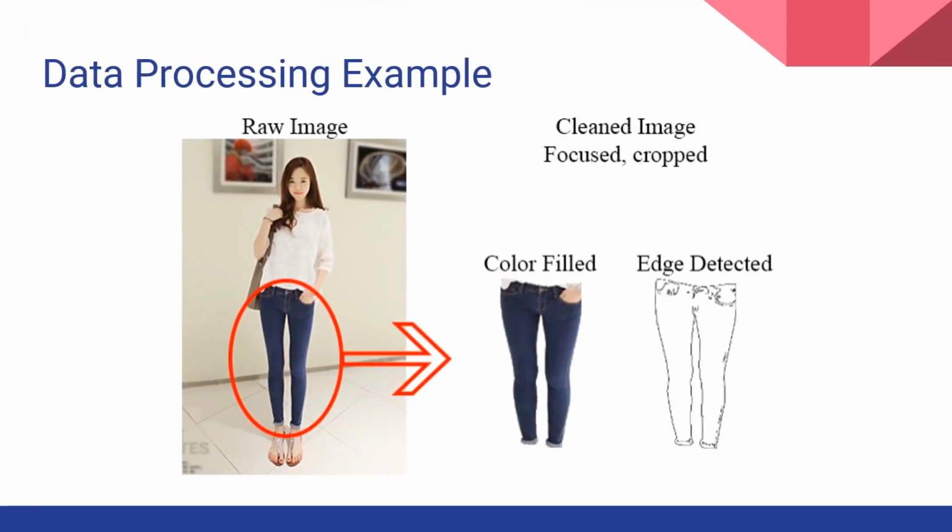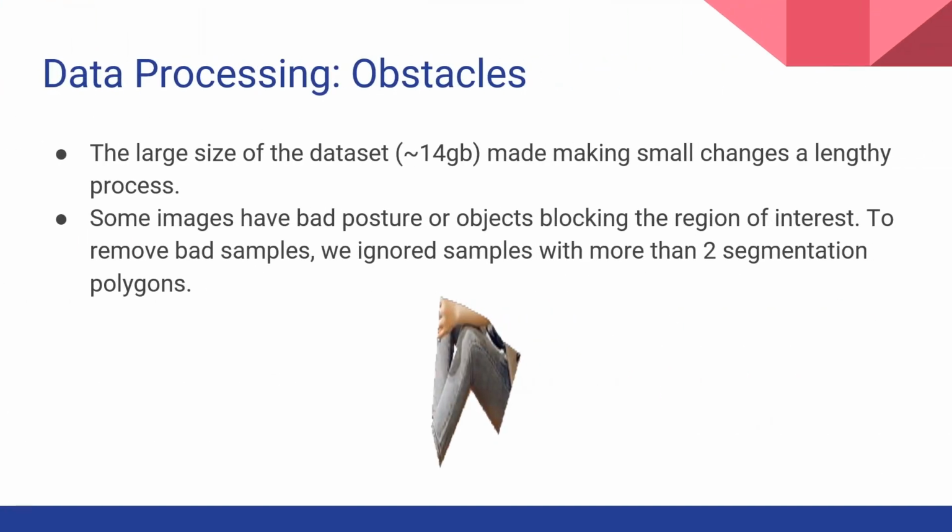After our data cleaning process, a raw image on the left is processed to isolate the background. The edge-detected version is a sample doodle for training. Notice that the top is ignored because of the hands blocking it. We found out that a lot of our sample data had bad posture or objects covering the clothing. To remove bad samples, we removed images with more than two segmentation polygons.